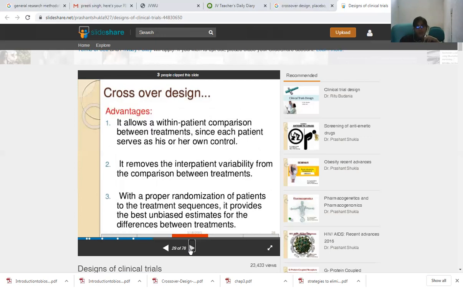So the advantage of crossover design: it allows a within-patient comparison between treatments since each patient serves as his or her own control. It removes the inter-patient variability from the comparison between treatments with a proper randomization of patients to the treatment sequences. It provides the best unbiased estimates for the differences between treatments.